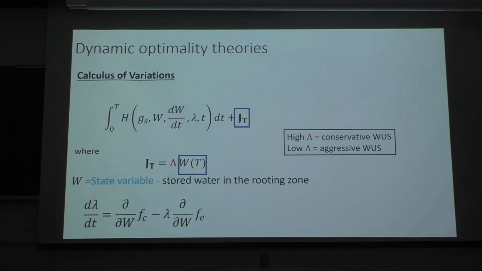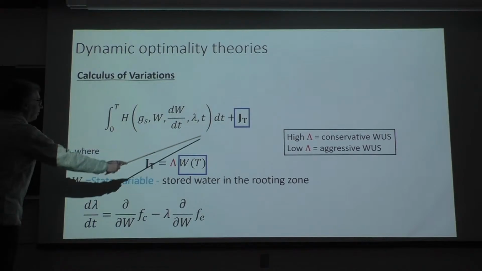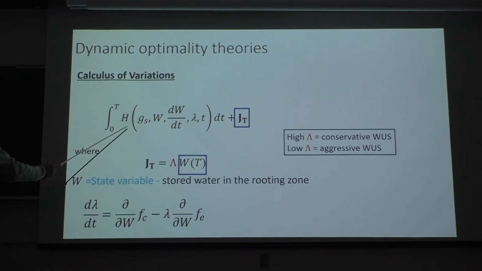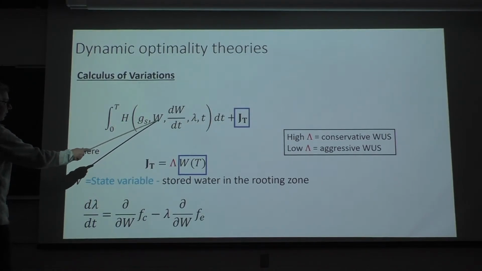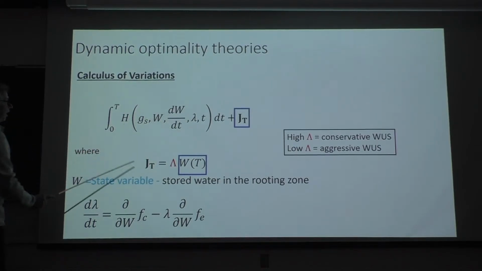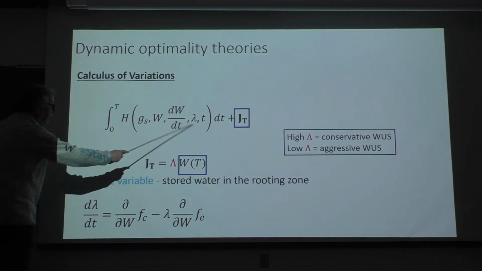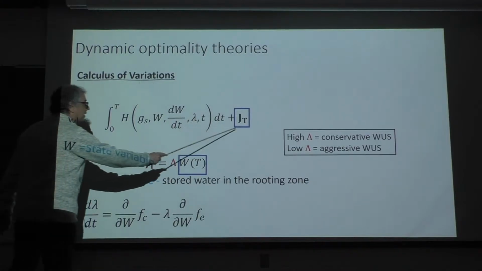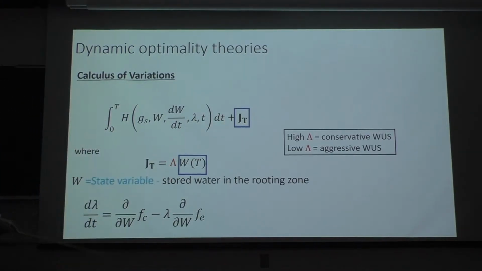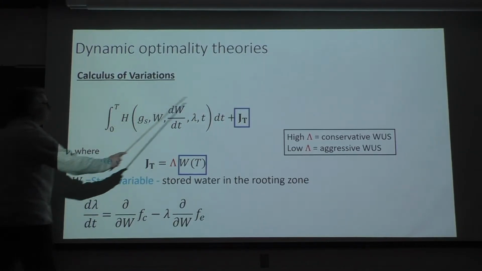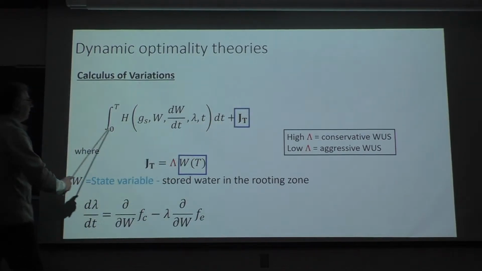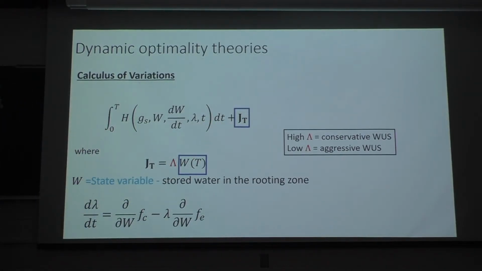And the way he did that is that he reformulated the Hamiltonian as before, depending on the state and the soil moisture variables and the rate of change of the soil moisture variable, the Lagrange multiplier that is evolving in time. And then there is also a terminal correction. So what happens to the water at the end of the integration period now has to be factored in.